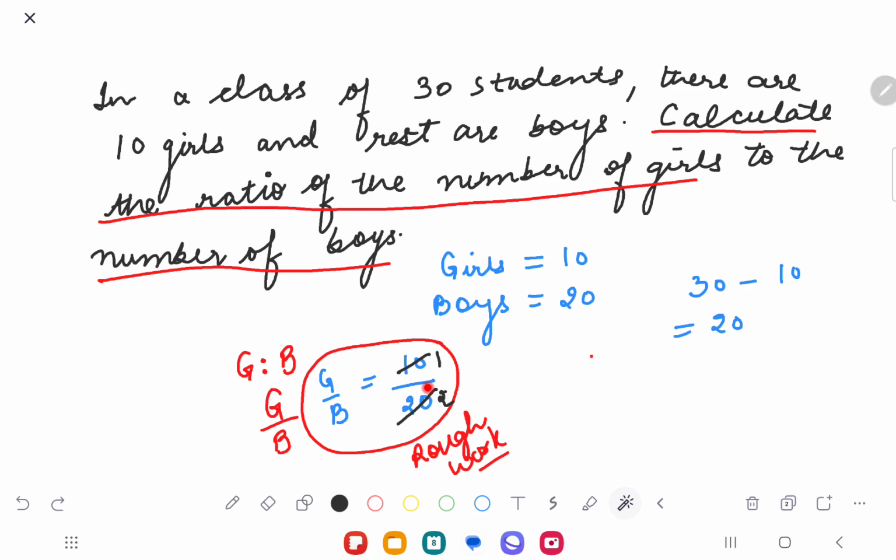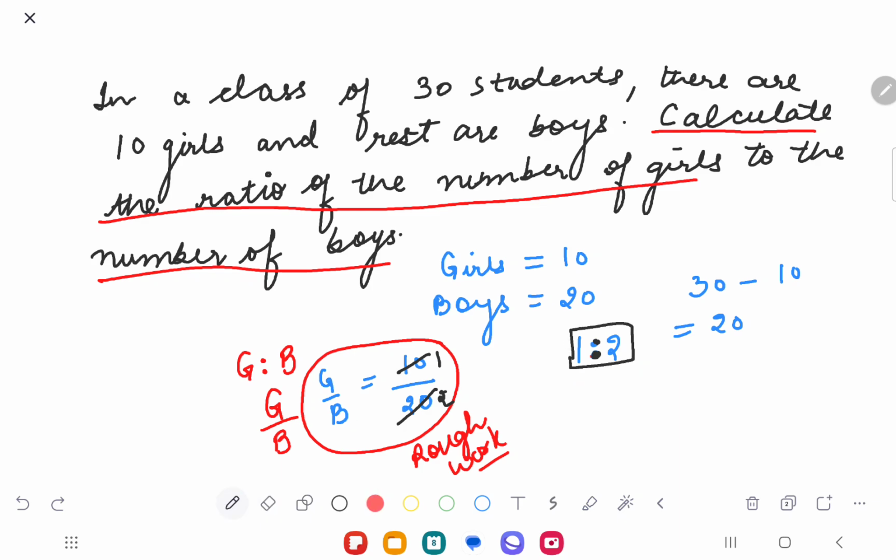So what would that mean? You have one and two, girls and boys. Exactly. So 1 is to 2 shall be my answer. This is going to be the ratio of girls is to boys. Yes or no? Yes. So that is the concept. So when I'm doing 1 is to 2, I hope you're understanding how it is going to work. It is going to be 1 is to 2.